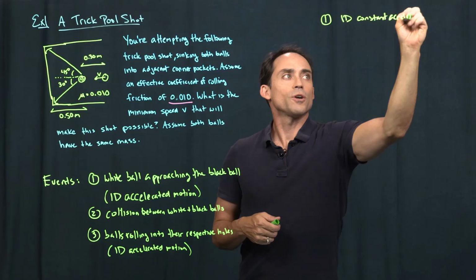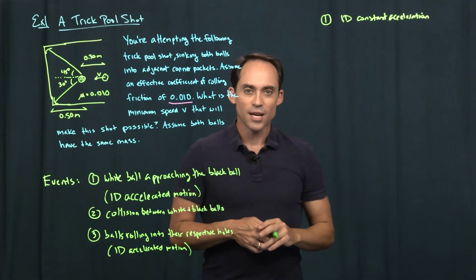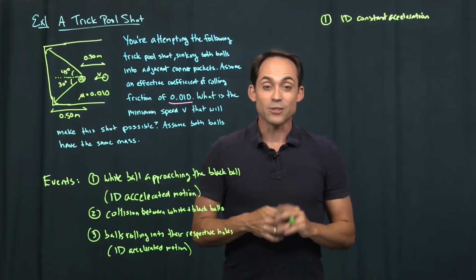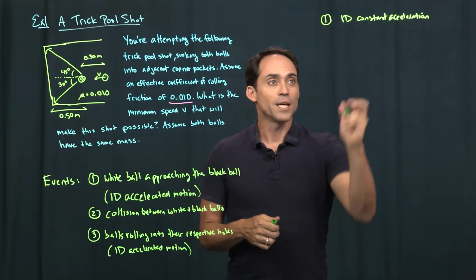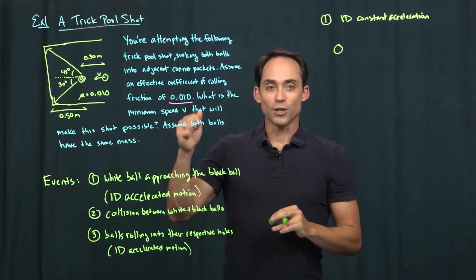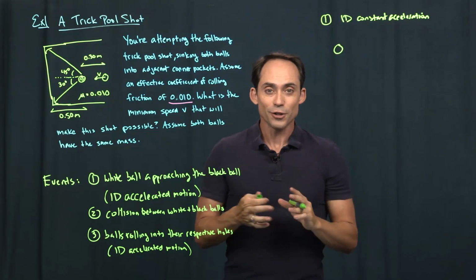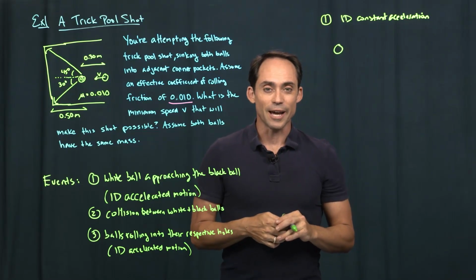Just for completeness, let's go through the whole process of looking at the forces acting on the white ball as it's rolling and approaching the black one. So we draw a little force diagram here. In this case, we're now looking sideways along the table, so up vertically against gravity is up on this diagram.